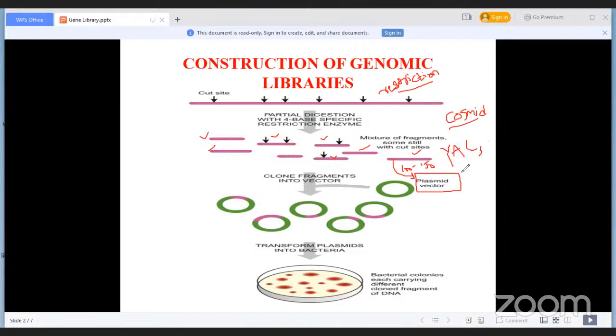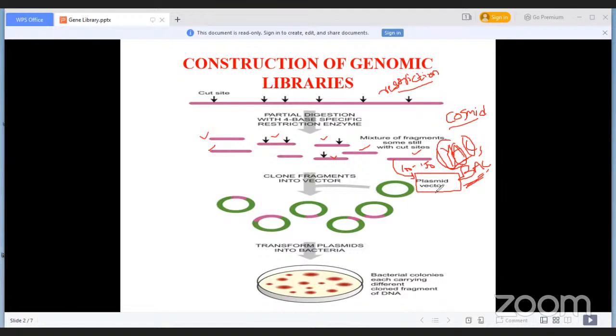YAC vector or BAC vector. YAC means yeast artificial chromosome. The same way, BAC is bacterial artificial chromosome. Yeast or bacterial artificial chromosome, right? So these are the vectors.